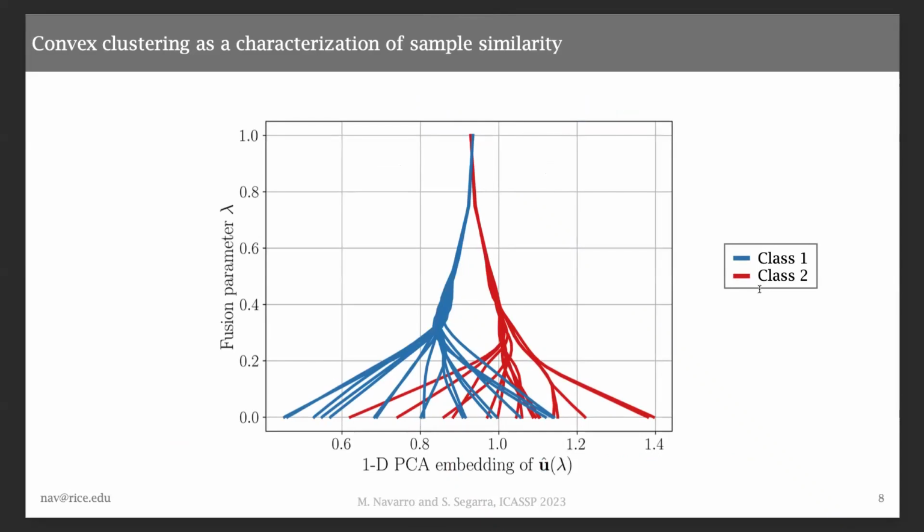Each of these branches corresponds to one of the cluster centroids as you vary lambda. The x-axis is the one-dimensional PCA embeddings of the cluster centroids that we obtain from convex clustering, and the y-axis is the fusion parameter lambda. When lambda is 0, we just retain all of the original samples. As lambda increases, the clusters begin to coalesce, and when lambda is 1, we have just one cluster of all of the samples.